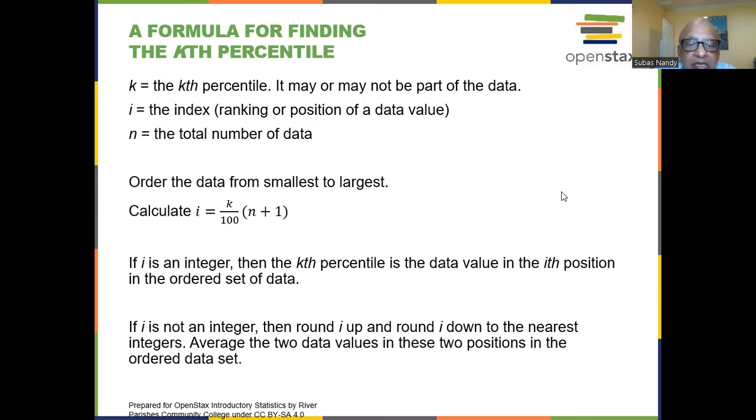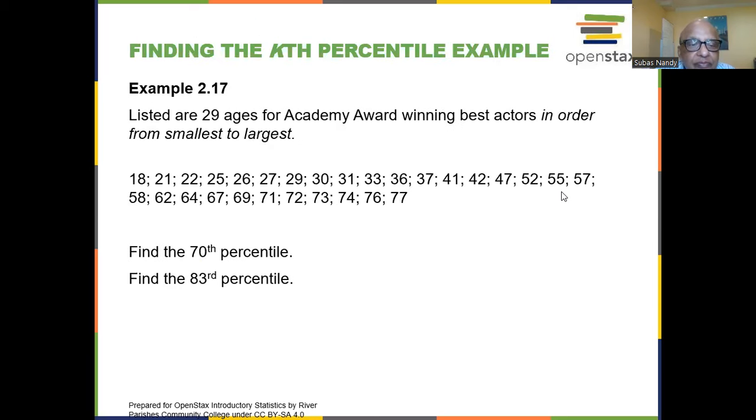If I is an integer, the kth percentile is the data value in the ith position in the ordered set of data. If I is not an integer, then round I up and round I down to the nearest integers. Average the two data values in these two positions in the ordered data set.